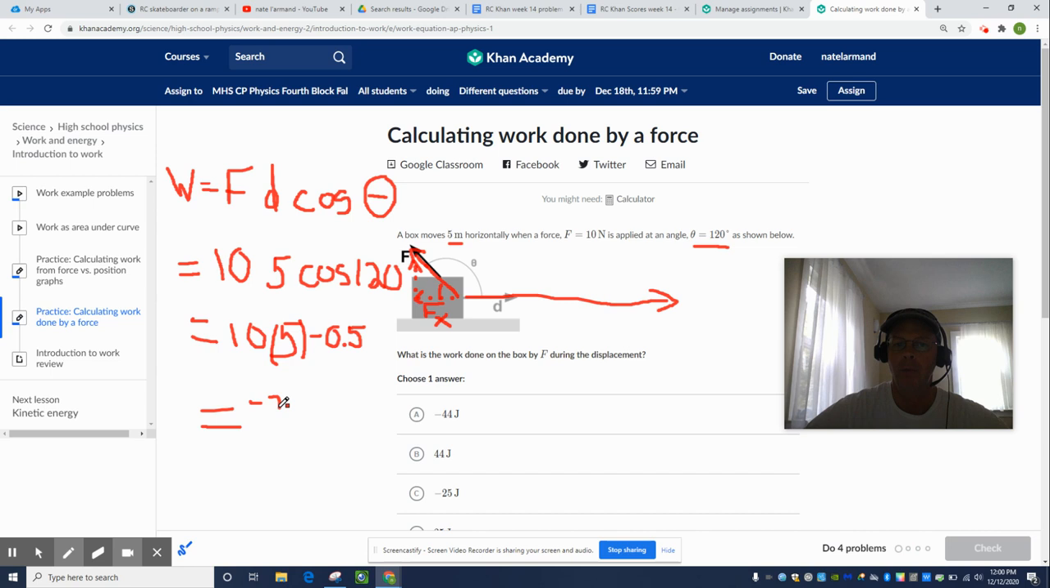What does negative work mean? Well, this force is removing energy from this system. So if the force and the displacement are in the same direction, then the system gains energy. If the force and the displacement are in opposite directions, then the system loses energy. That's what negative work means.